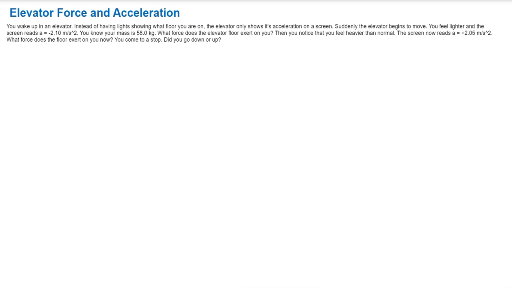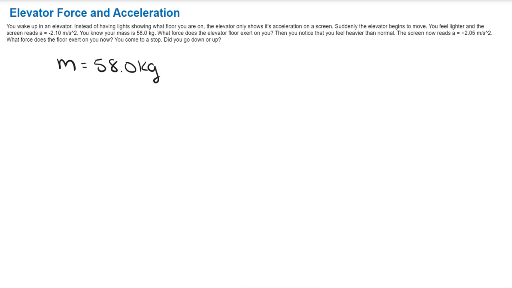Okay, so in this problem, you're in an elevator and you wake up there, and instead of having lights that show you what floor you are on, this elevator only shows its acceleration on a screen. Suddenly the elevator begins to move. You feel lighter, and the screen reads that the acceleration is negative 2.10 meters per second squared. You know your mass is 58 kilograms, so we'll go ahead and write that down. Mass equals 58.0 kilograms. What force does the elevator floor exert on you?